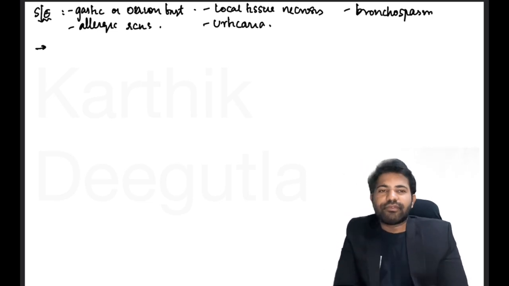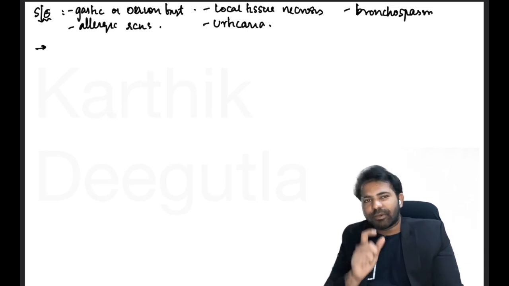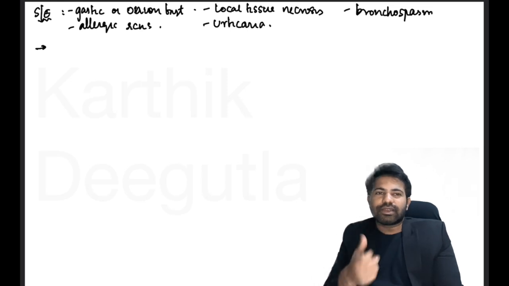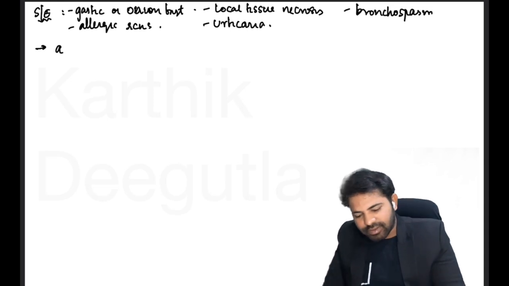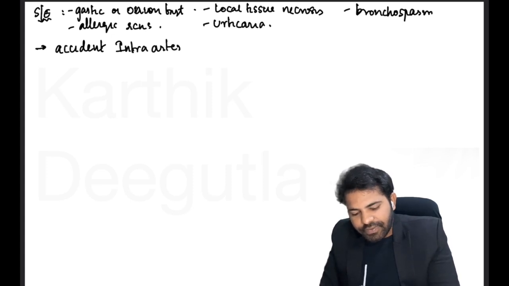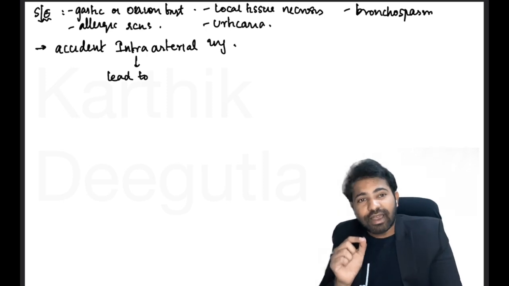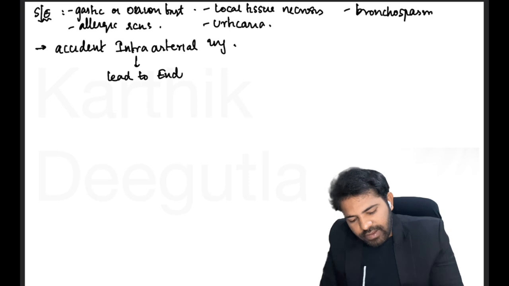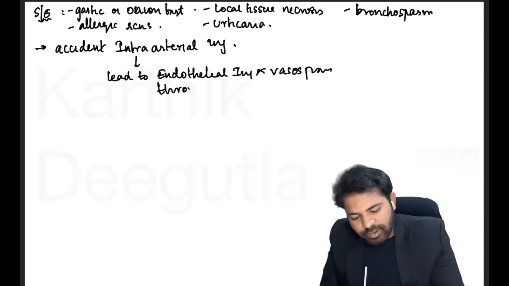Suppose someone places the IV cannula inside an artery and not in a vein, and you unknowingly inject the thiopentone into the artery. Let us see what happens with accidental intraarterial injection of thiopentone. This will lead to endothelial injury and vasospasm immediately, leading to thrombosis.